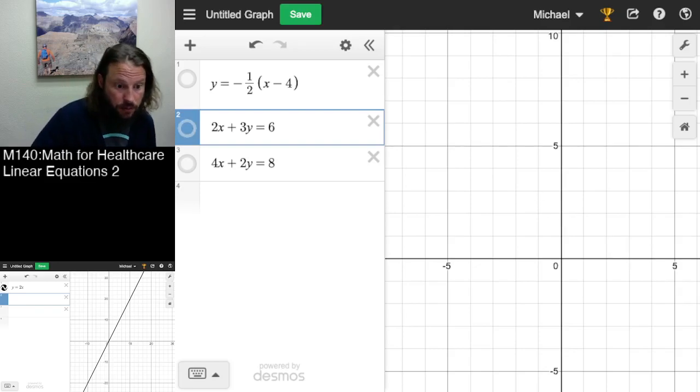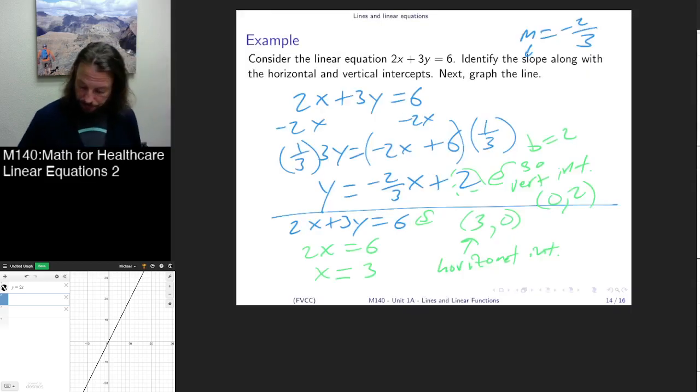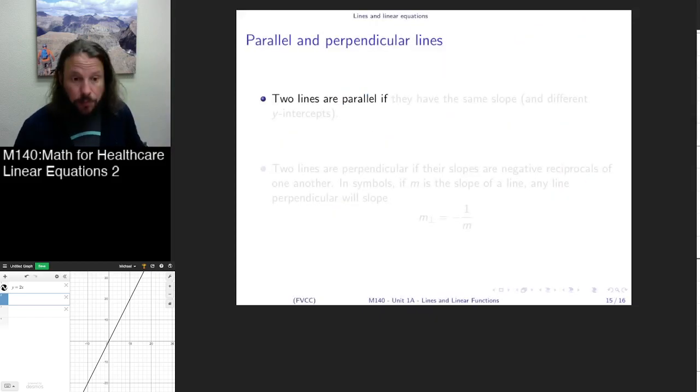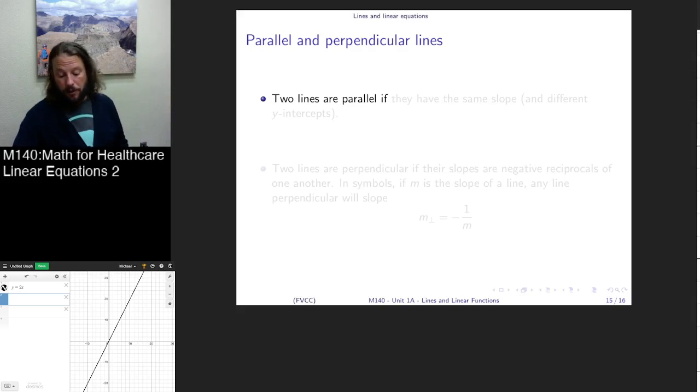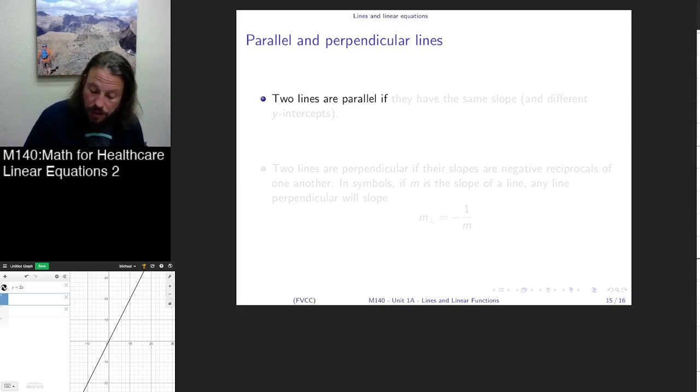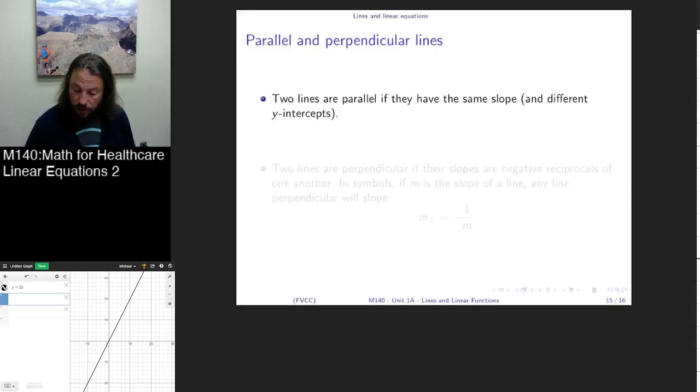Hopefully this is shaking some memories. Next up, I think we've got one more example. Before we get to the next example, we're going to look at parallel and perpendicular lines. Two lines are parallel if, hopefully we remember this, they have the same slope and, technically, a different y-intercept, otherwise they're the same line. If they have the same slope and the same y-intercept, they're the same line. That makes sense to us.